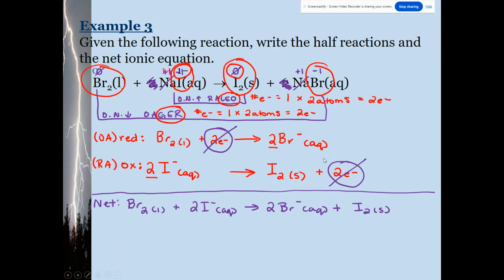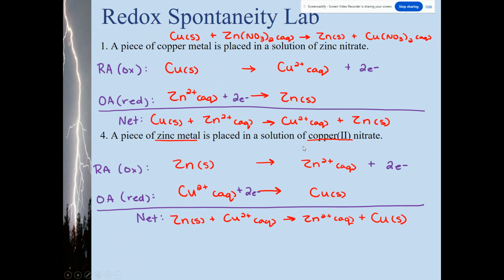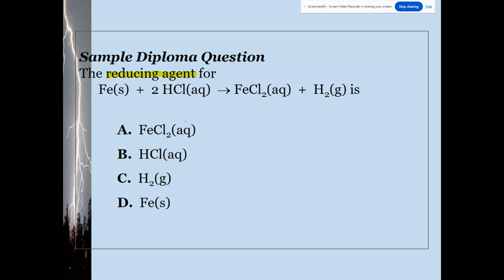Now, as I said, I think there's a sample diploma question. Notice how I highlighted this. When you are writing tests and quizzes and the diploma exam, you should always highlight the key terminology that it's looking for. It's asking for the reducing agent in the following reaction. Something I think I forgot to mention is agent means reactant. So the products will never be an oxidizing or reducing agent. So right away, you can cancel out the products.